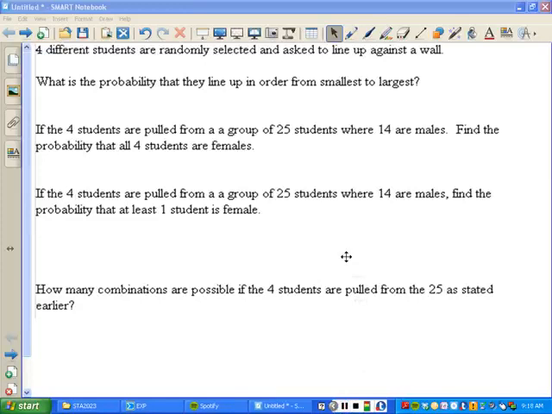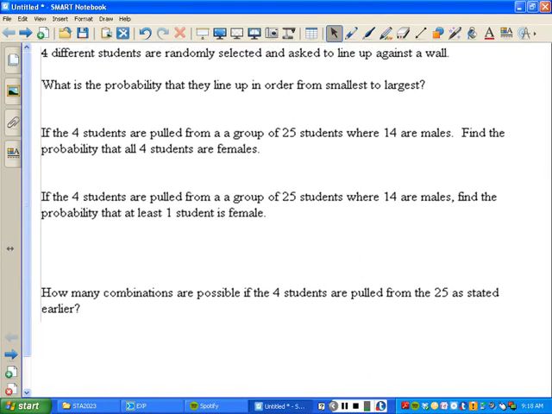All right, 4 different students are randomly selected and asked to line up against the wall. Find the probability that they line up in order from smallest to largest, so from shortest to tallest. Okay? Now, those 4 students, how many different ways can they line up? How many ways can they line up? And the answer is 4 factorial.